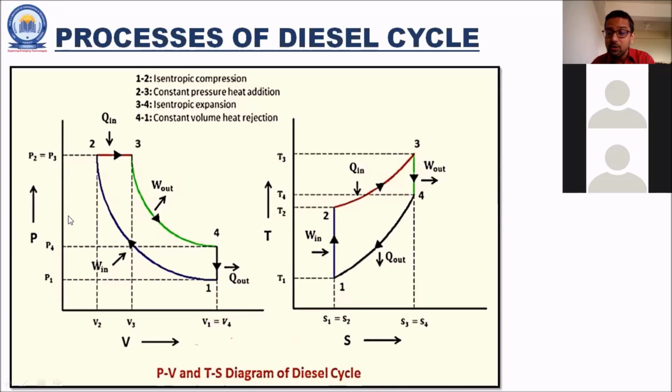Remember friends, the cut-off takes place only in the process 2 to 3. When we are supplying the energy into the engine cylinder, the cut-off takes place, that is process 2 to 3. Is it clear to all the students? The cut-off ratio, a new term we will be using in the derivation of the efficiency.